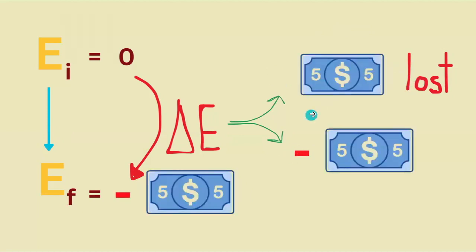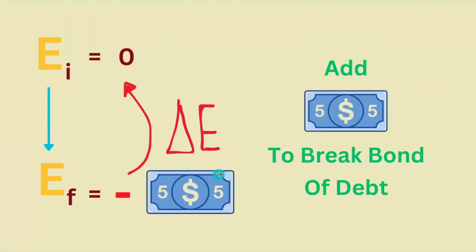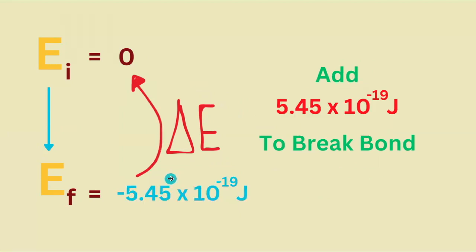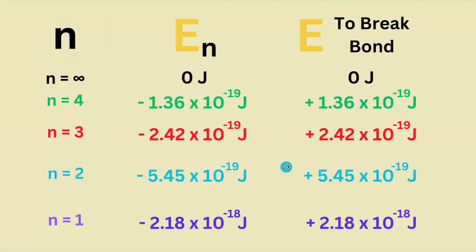Analogously, my change in money was negative $5 versus I spent $5. I'm $5 in debt either way if I started with zero in my bank account. Consequently, if I owed $5, I would need to gain $5 to break the bond of my debt. Thus, in order to break this bond, we would need to add the same amount of energy that we are in debt with.